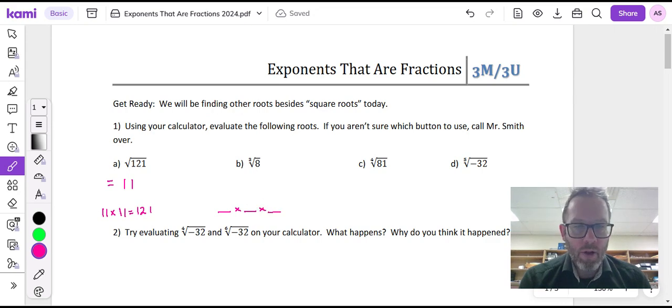Now, the third root of 8, you might be able to guess what that is without actually having to use your calculator. The third root of 8 is asking what number times itself 3 times gives you 8. And so most people can probably figure out that's 2. The third root of 8 is exactly 2.